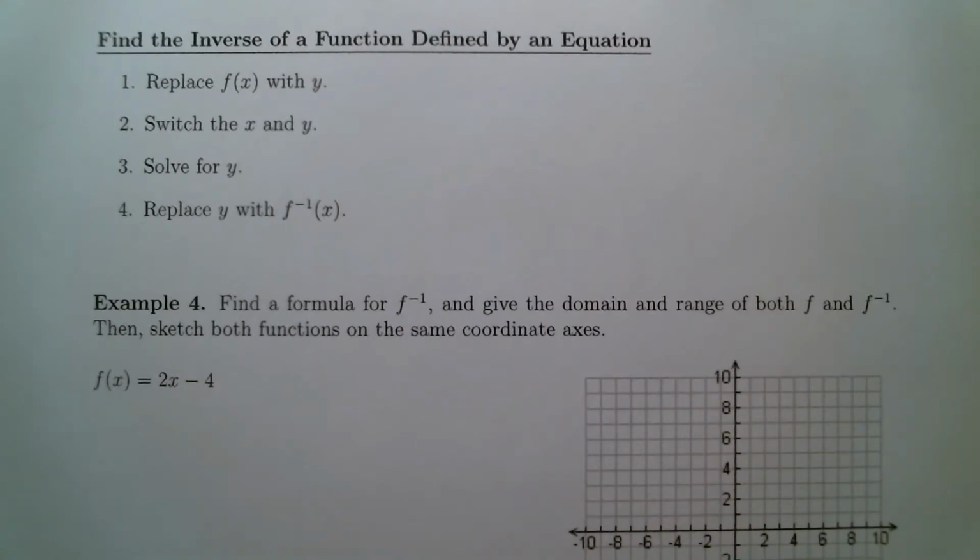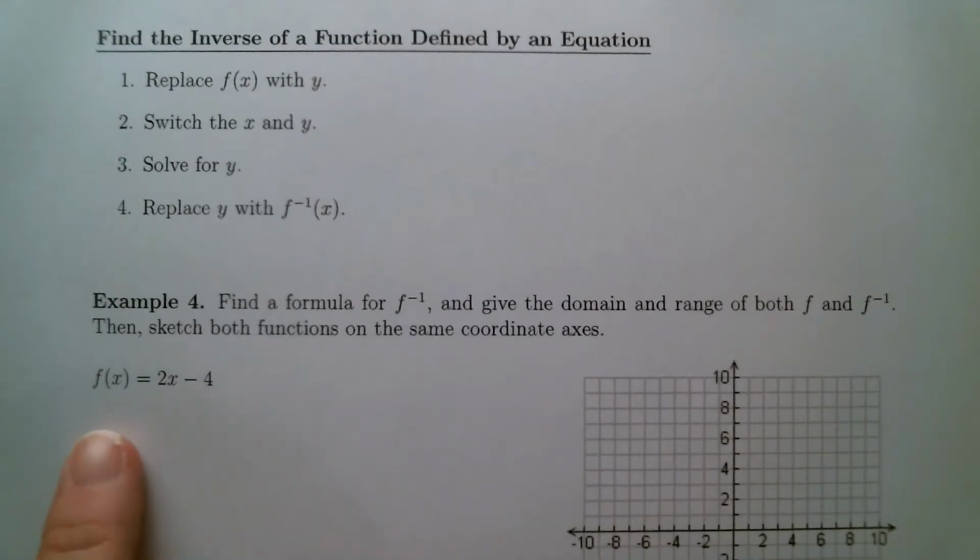First thing you need to do is replace f of x with y. Remember the hallmark of doing inverse functions is switching x and y, so you need a y to be physically present. Your function is going to be given to you with f of x notation, and you know that f of x is the same thing as y, so you need to make that replacement so that you have a y physically present in the equation. So first step, replace f of x with y.